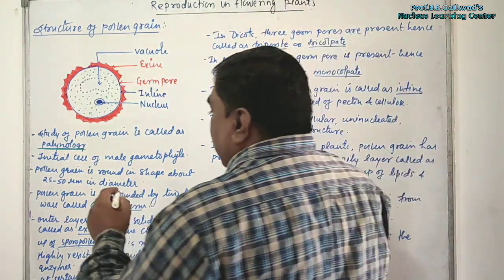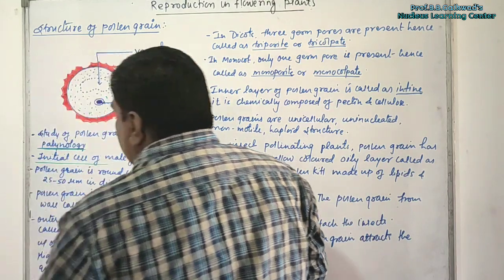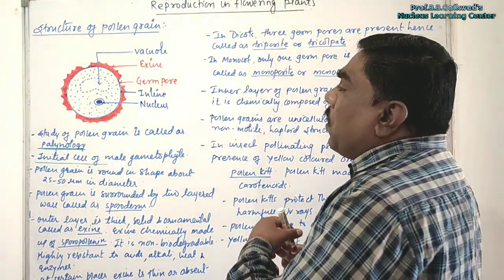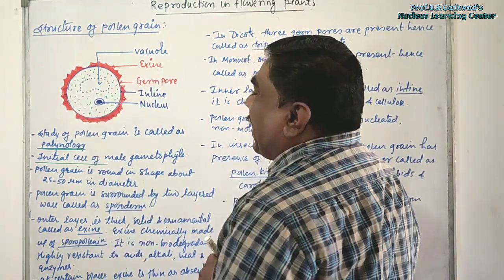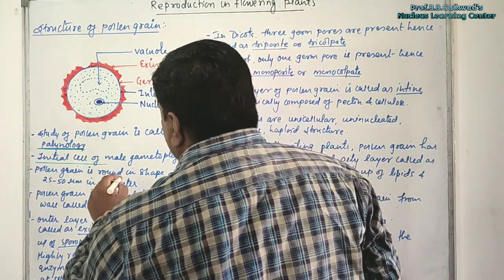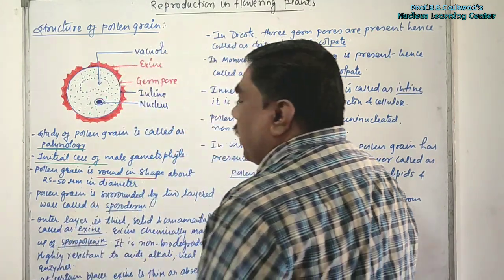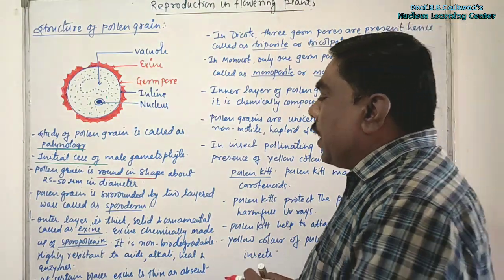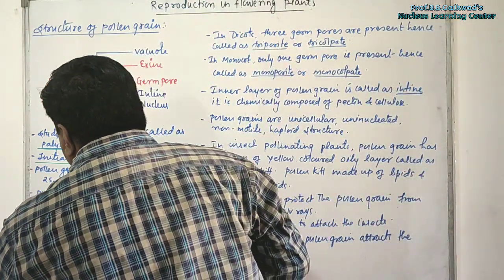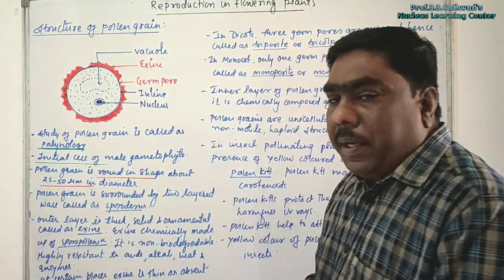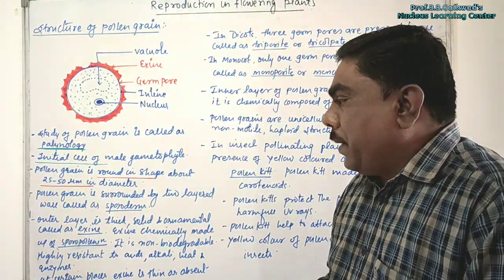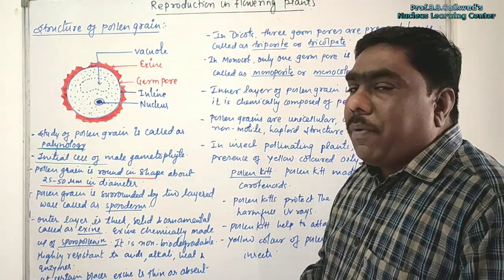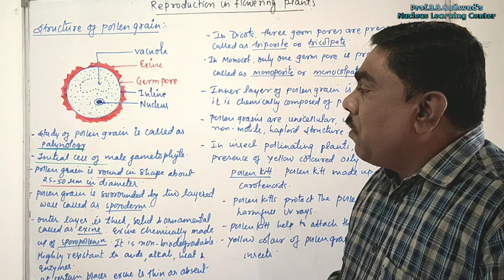Okay, so is it clear? Initial cell of male gametophyte. Okay. This pollen grain is somewhat spherical or round in shape. So each pollen grain is spherical, circular or round in shape and about 25 to 50 micrometer in diameter. The average इसका जो diameter होता है, it's about 25 to 50 micrometer.